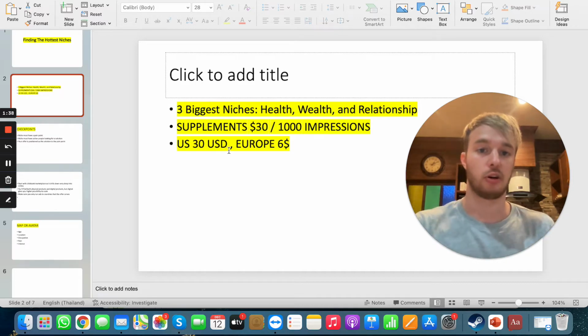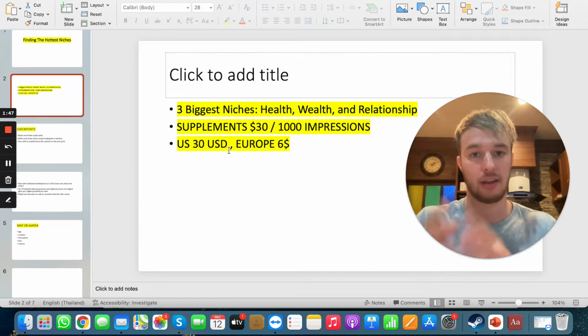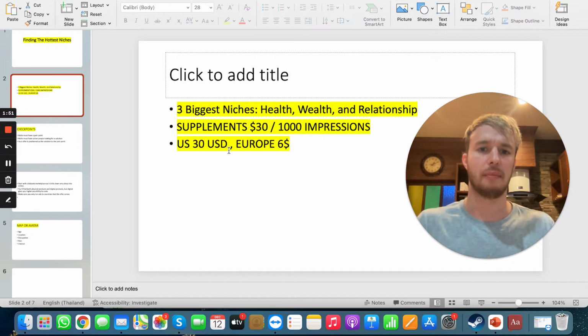And relationship, of course, is the biggest pain point as well. Emotional gap in that market. For example, how to get your ex back, or how to make your guy more committed in the relationship and stuff like that, right? Those are all the pain points.